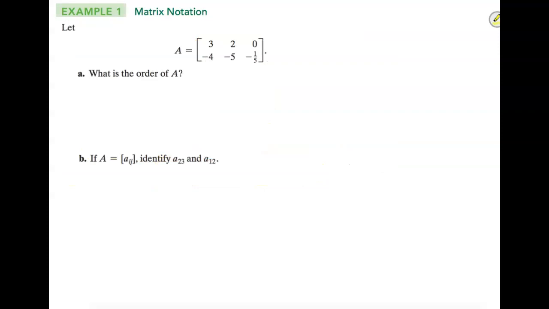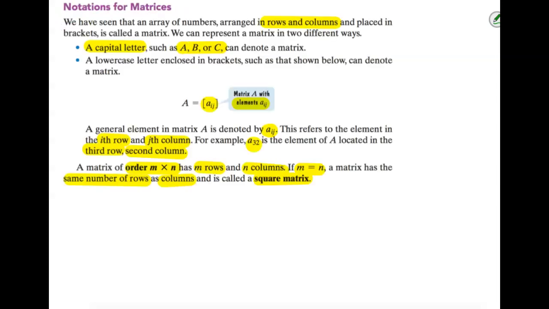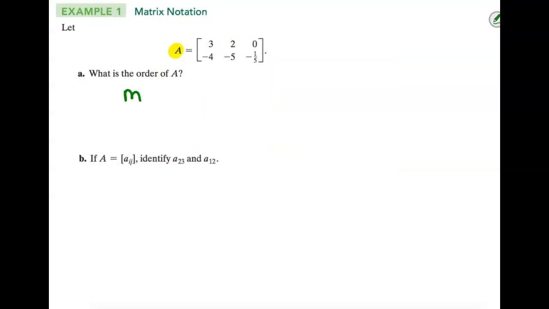So here's our first example. We have a matrix A, and we want to identify what is the order of matrix A. So order is the number of rows by the number of columns. So order is M times N, which is the number of rows by the number of columns in the matrix.